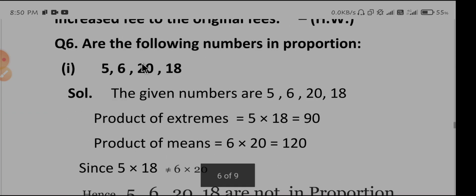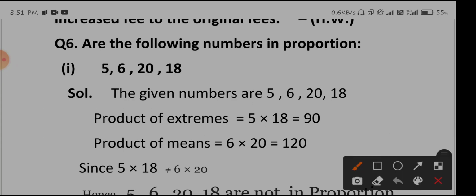Now question number 6, and you can see that from all the exercises I have mixed up all the questions which are important for you. So we have taken some of the questions from all the exercises like 10.1, 10.2, 12.3. Now we have taken from 12.2, which is on proportion. Are the following numbers in proportion? And we know, what do we mean by proportion? Proportion means if any two ratios are equal.